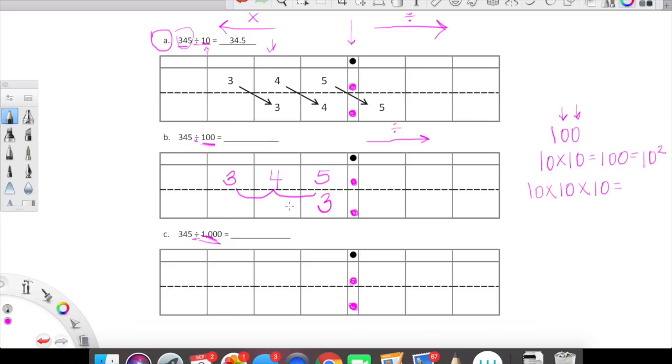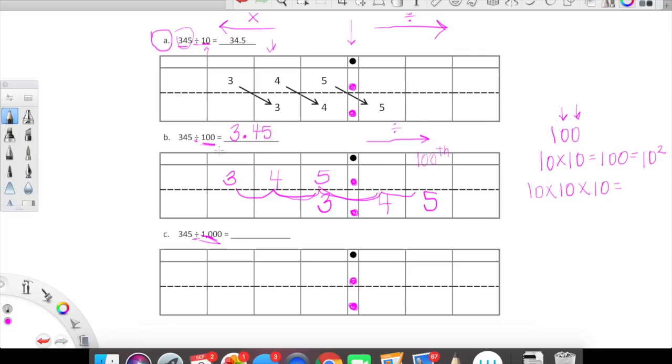Our 4 tens is going to shift 1, 2 place values to the right. So it was 4 tens, but now it's 4 tenths. And our 5 ones is going to shift 1, 2 place values to the right, which is going to result in 5 hundredths. This place value is hundredths. So 345 divided by 100 results in a quotient of 3 and 45 hundredths.